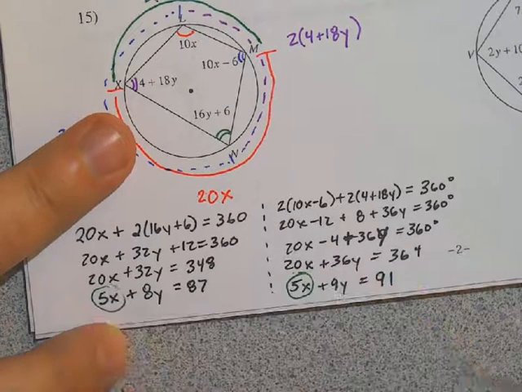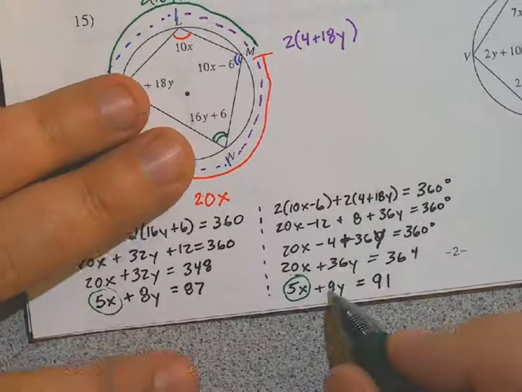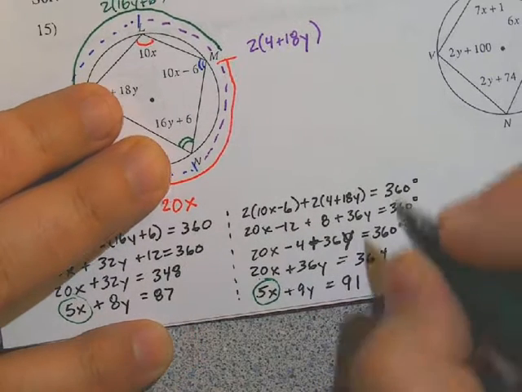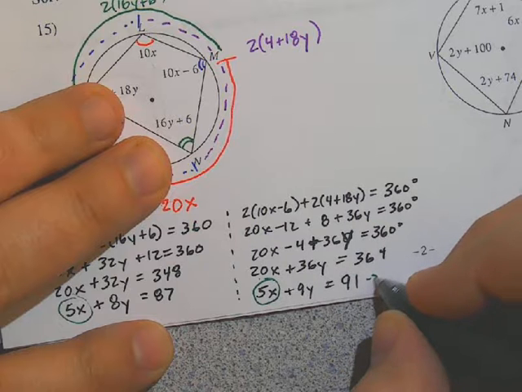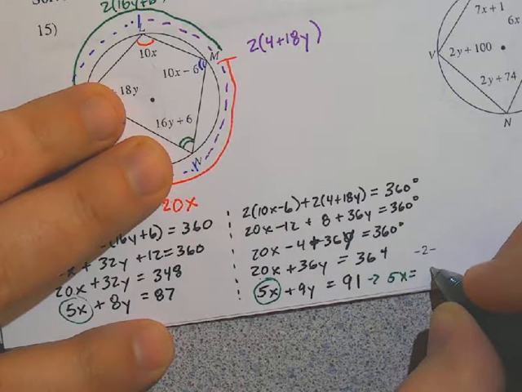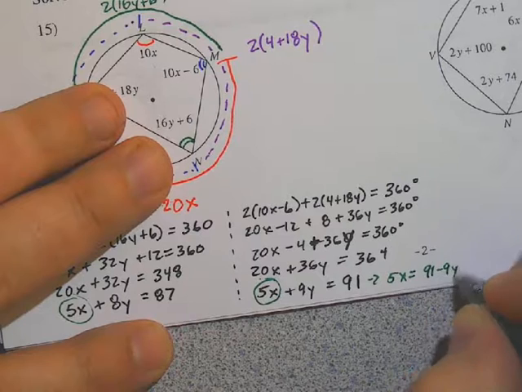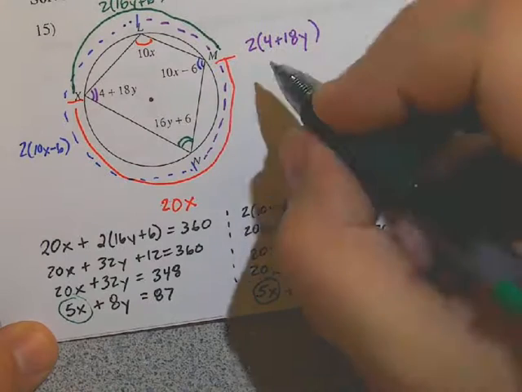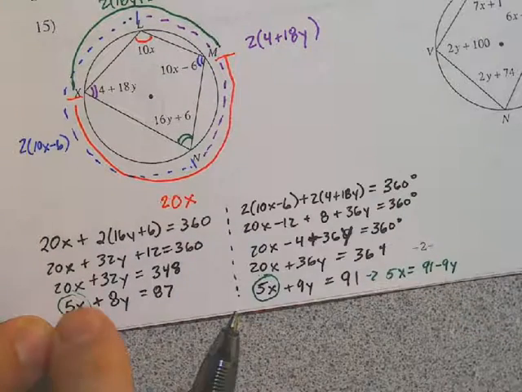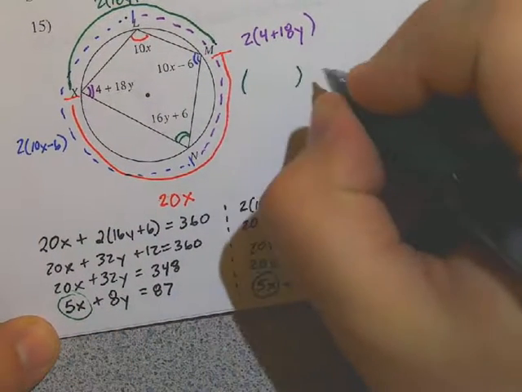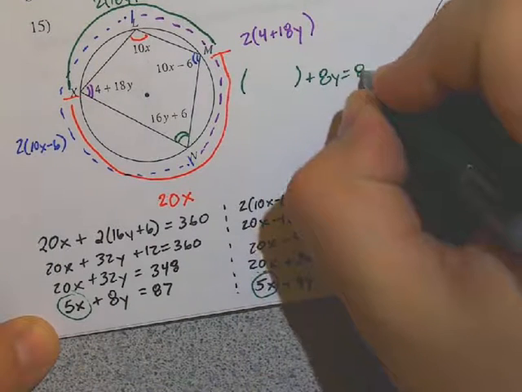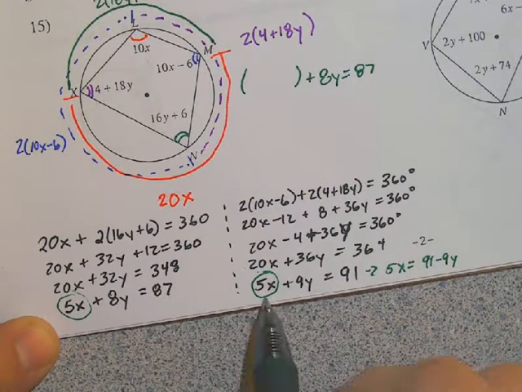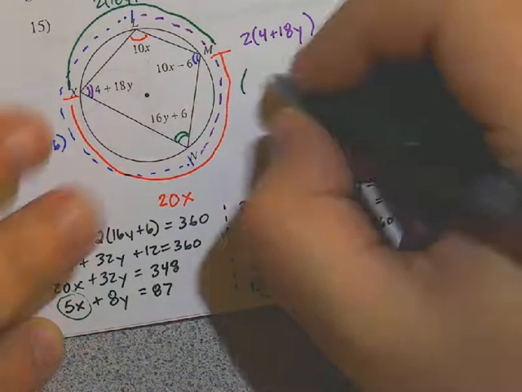So you know what? There's a couple different ways to solve these. If I solve one of these for something and then plug it into the other, well, take a look at this. I could solve for 5x, and it's already over here, and I could plug it in. So let me just move this 9y to the other side. 5x equals 91 minus 9y. So let's move up top here, and I'm going to plug that in.